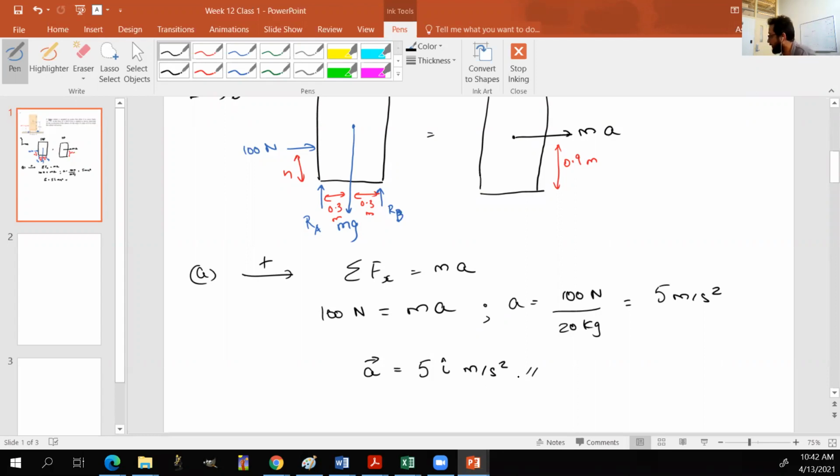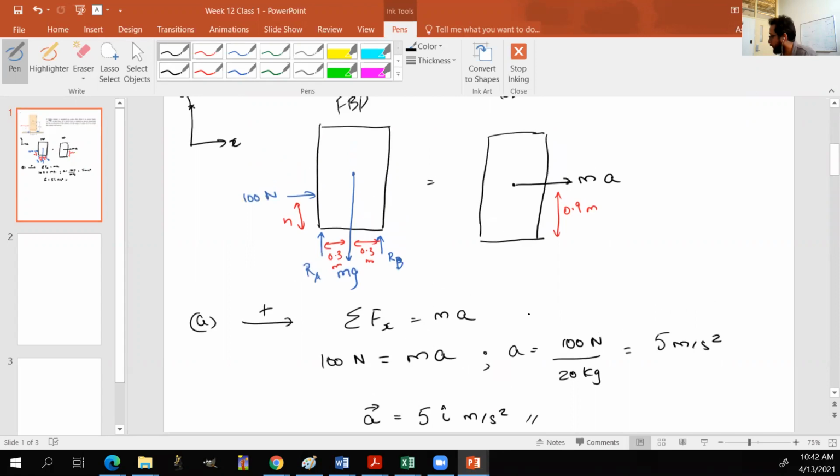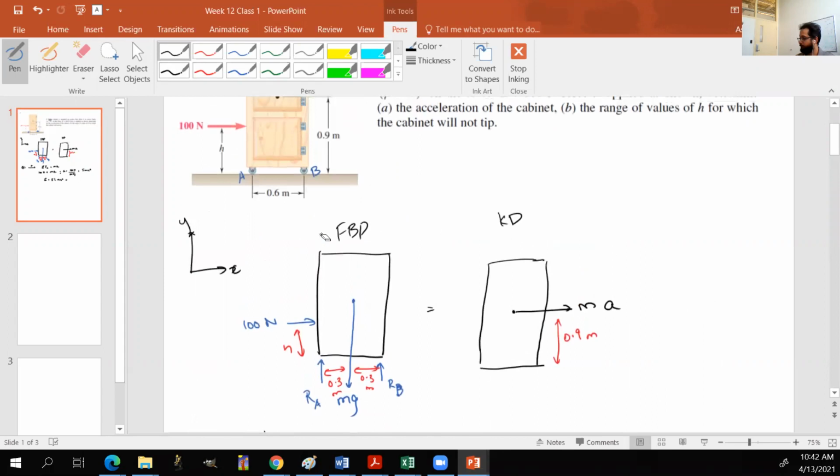All right, so for part B of the problem, what scenarios do we have for tipping? What are the possible ways that tipping can happen? Pushing too high on the cabinet? That's right, but we have to find out the range of values for which it does not happen. So about what points can tipping happen? It would tip when either RA or RB are 0. Exactly. That's exactly how we solve this problem.